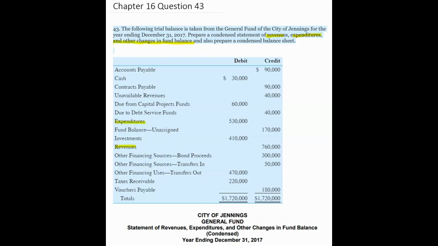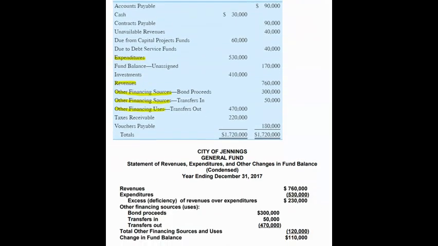And then we need to find those other changes in fund balance, including other financing sources, bond proceeds, and other financing sources, transfers in, and other financing uses, transfers out. So those are the other changes in fund balance. Okay, so after we identify those accounts, then we can prepare this statement.